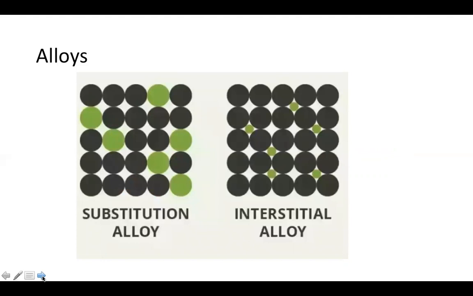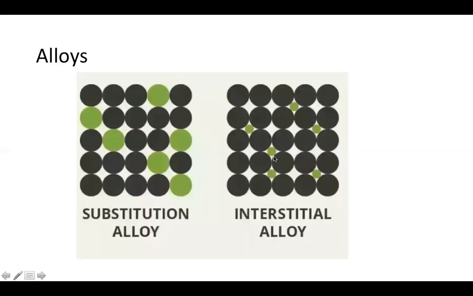Here's another example, just a couple of other diagrams showing the difference between substitutional alloys and interstitial ones. Again, in substitutional alloys, the atoms are about the same size, so they take up equal spaces. The substituted atom literally replaces the host atom. In interstitial alloys, the additional atom or atoms fit in between the spaces of the host metal.